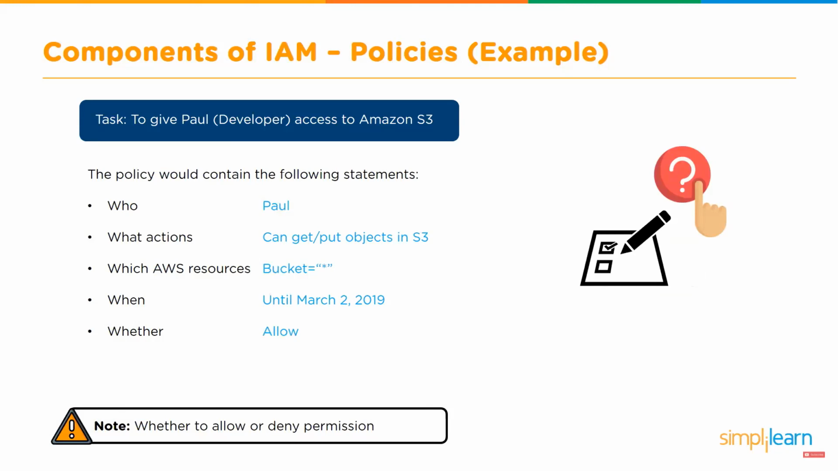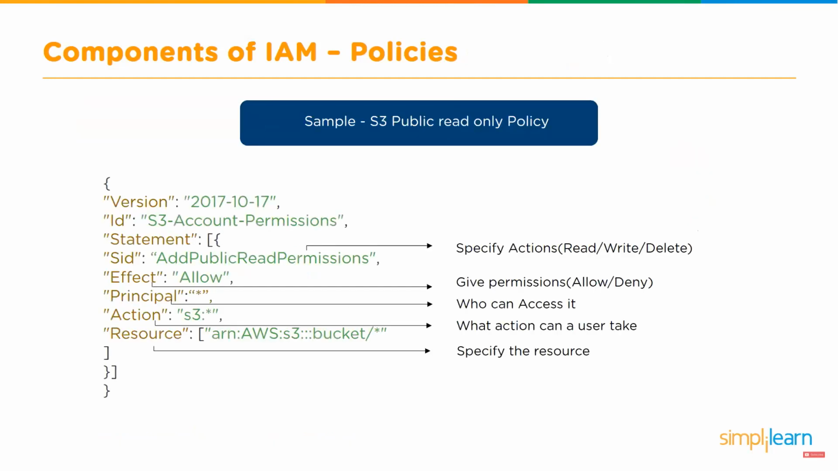So this is the statement that really defines it. Now, does this all refer to an allow statement, or does this all refer to a deny statement? If we had deny here, it's the direct opposite of what we discussed. But we have allow. That means Paul is allowed to get and put access in S3 buckets, all the buckets in S3, till March 2nd, 2019. So if we put together all the answers that we have so far in a JSON format, this is how it's going to look.